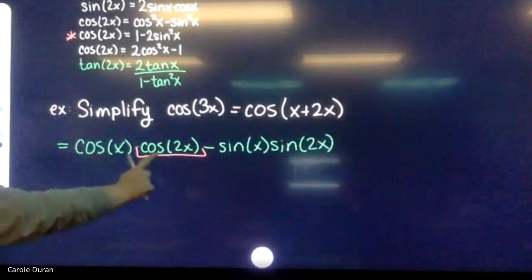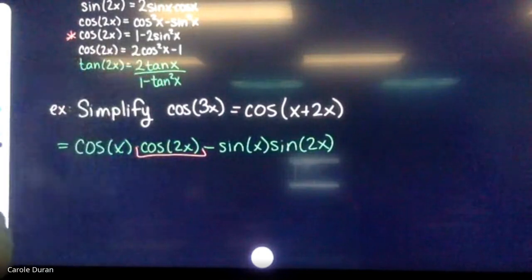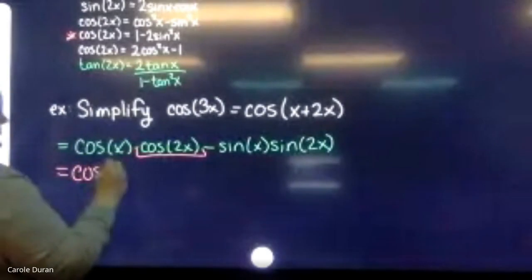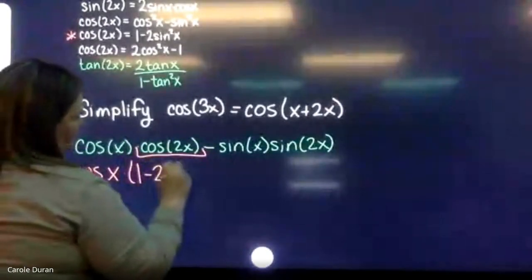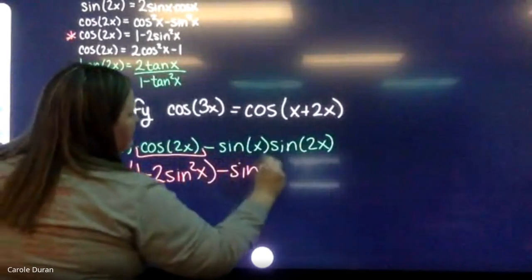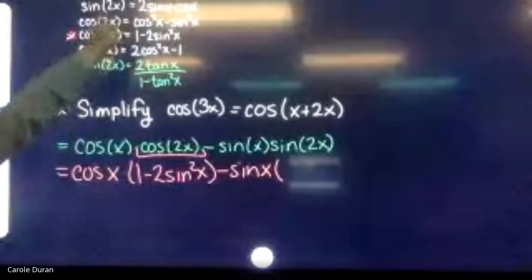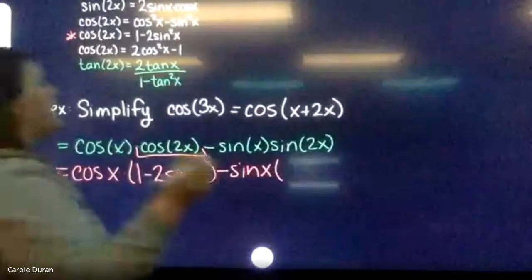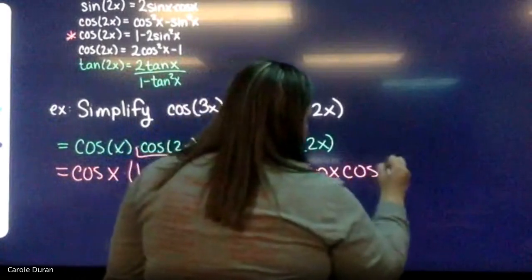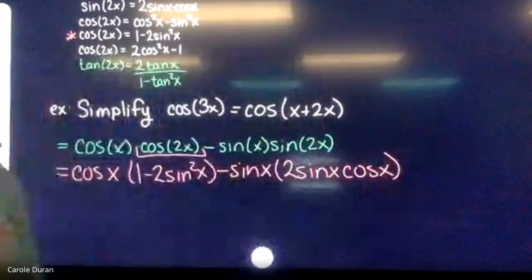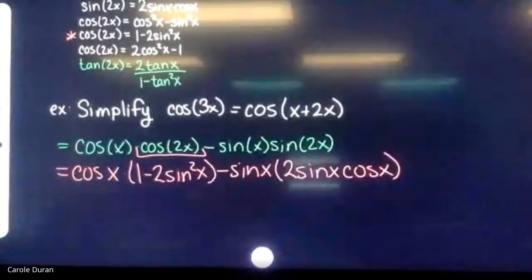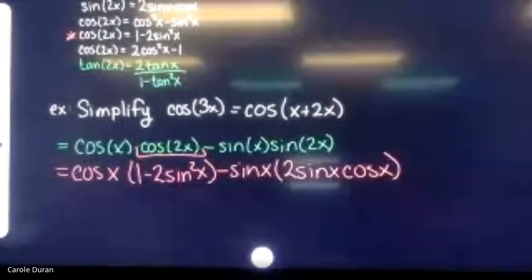So I'm going to replace cosine of 2x with 1 minus 2 sine squared x, minus sine of x times, and then I'm going to replace my sine 2x with 2 sine x cosine x. Basically I was replacing all my double angles with their respective double angle identity.